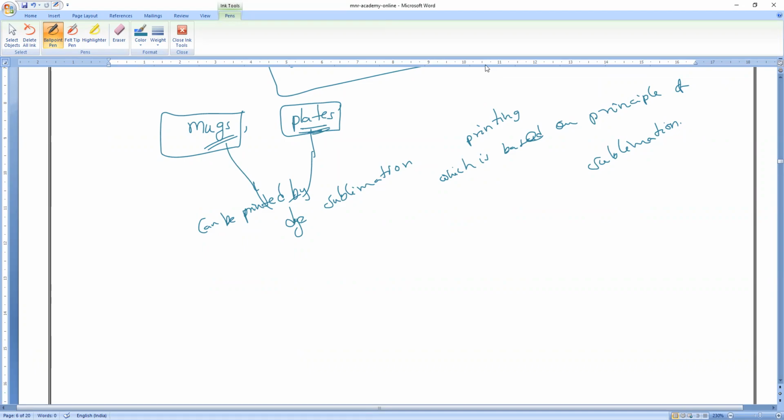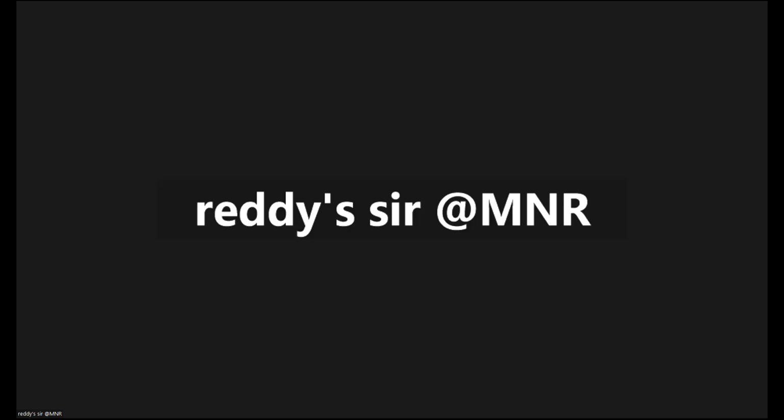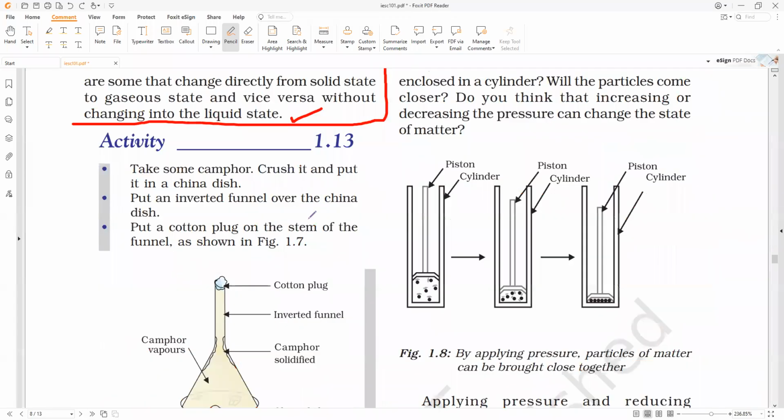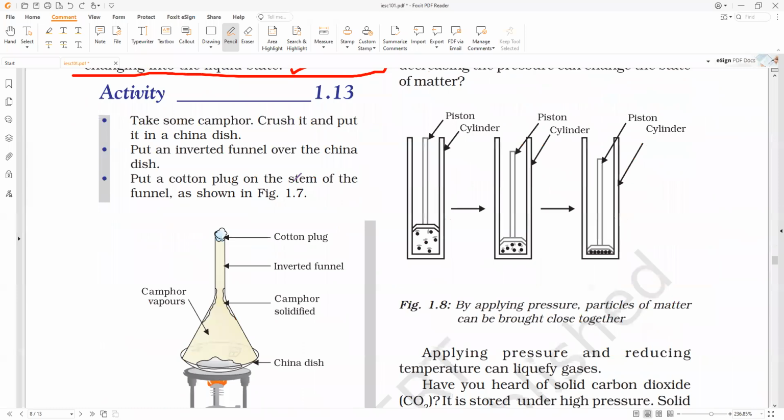Now let us see that they have given one activity in our textbook for this sublimation. So let us discuss that. Take some camphor, crush it and put it into the china dish. Put an inverted funnel over the china dish. Must that funnel be a plastic one or a glass one? Actually, it must be the glass one. You should not take a plastic one, it will melt.